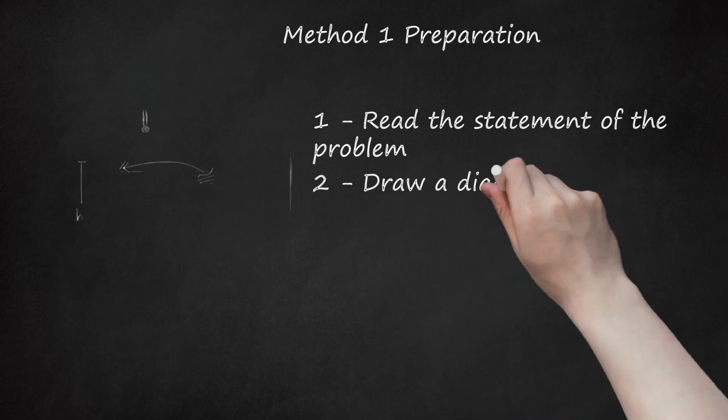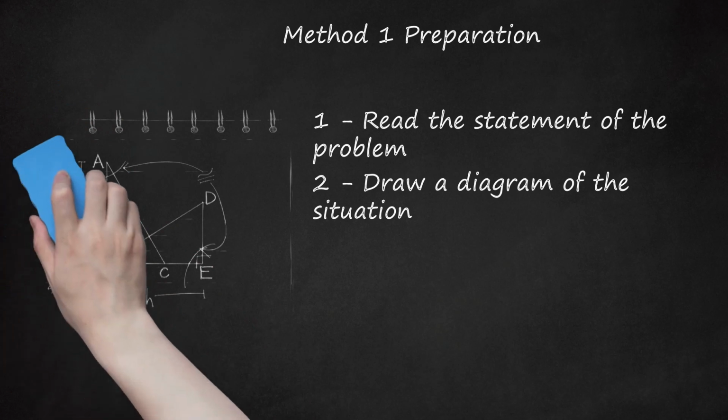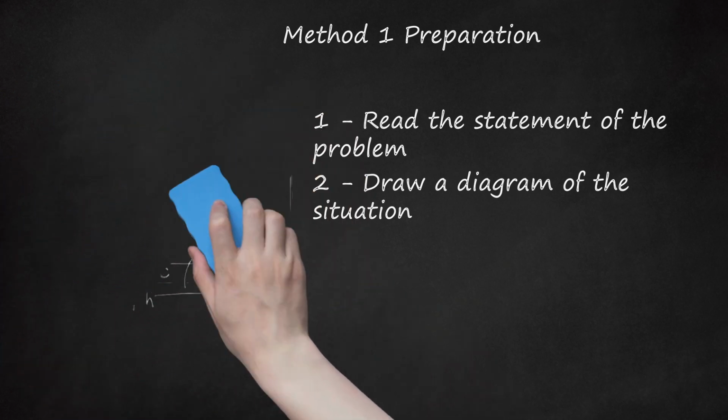2. Draw a diagram of the situation. Make all angles and distances as accurate and to scale as possible. Label all relevant points, angles, and distances. Note how each of the given assumptions manifest on the diagram.